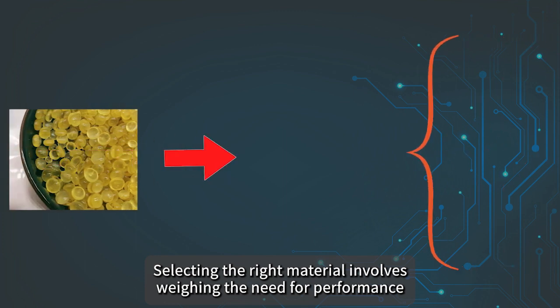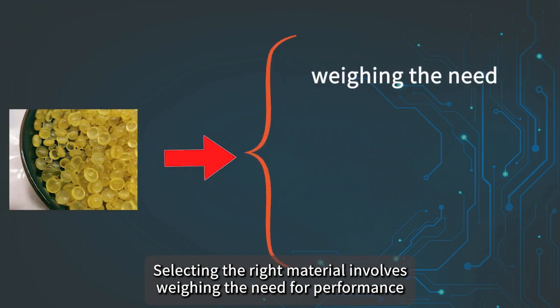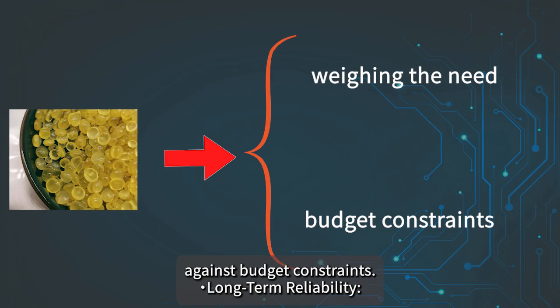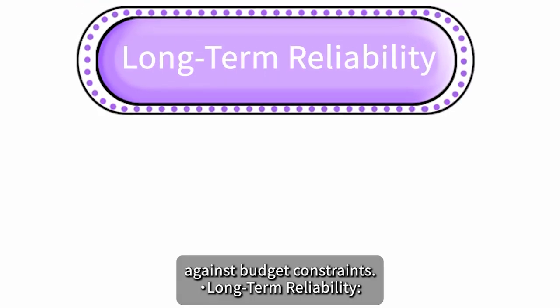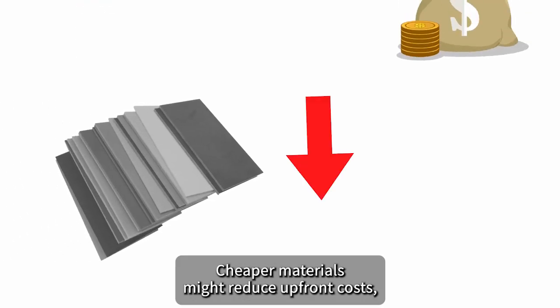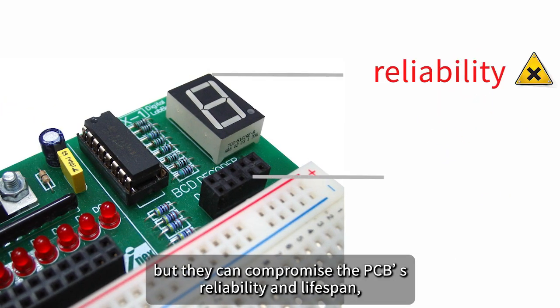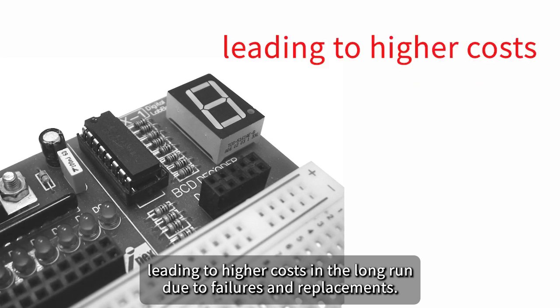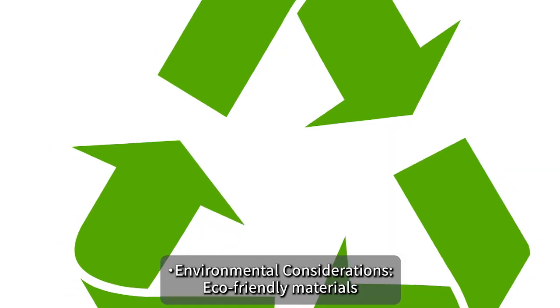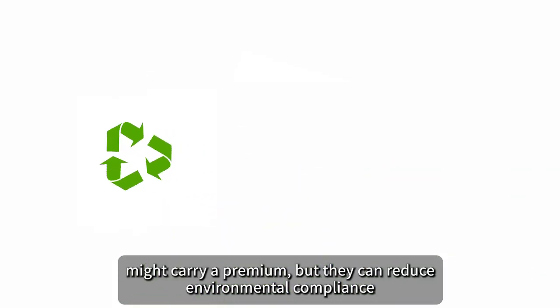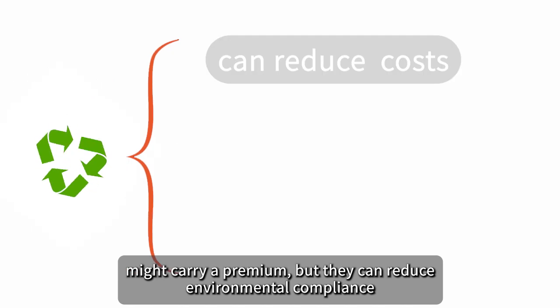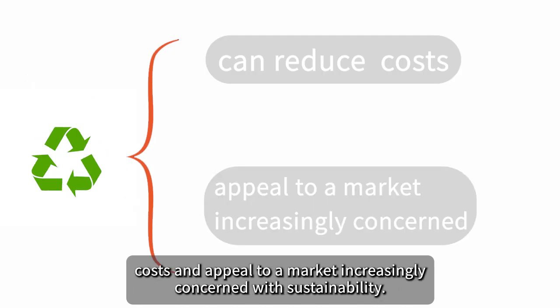Selecting the right material involves weighing the need for performance against budget constraints. Long-term reliability. Cheaper materials might reduce upfront costs, but they can compromise the PCB's reliability and lifespan, leading to higher costs in the long run due to failures and replacements. Environmental considerations. Eco-friendly materials might carry a premium, but they can reduce environmental compliance costs and appeal to a market increasingly concerned with sustainability.